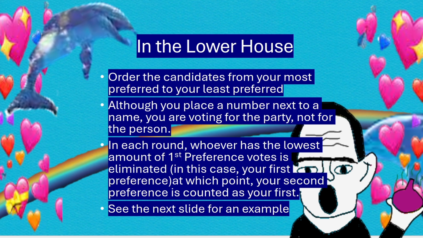In the Senate, there's 2 options. I'll get to that later. But in the House of Representatives, for that ballot, you are just voting for the party. In each round, whoever has the lowest amount of first preference votes is eliminated. For my examples, your first preference is always going to be the one that gets eliminated, at which point your second preference is counted as your first, and the votes will stack.